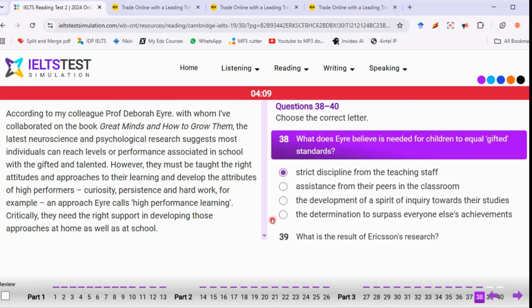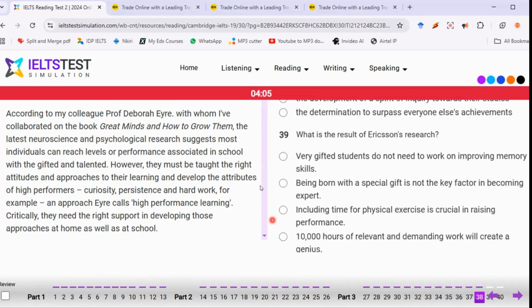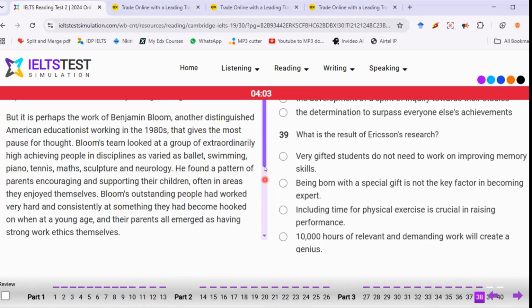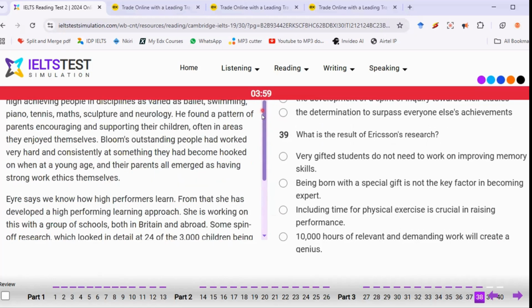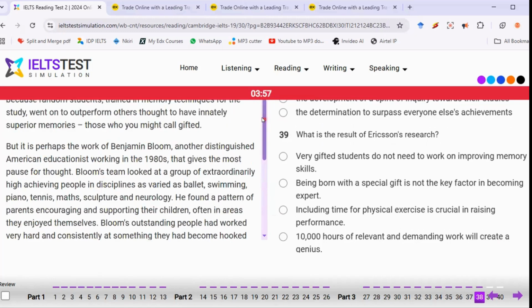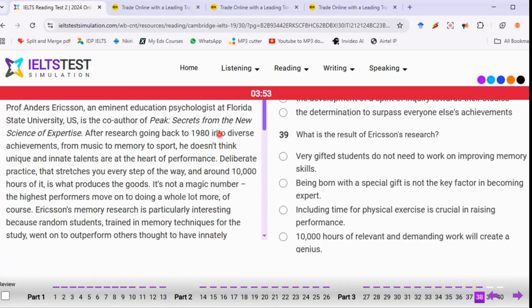This particular multiple choice, I'm just doing guesswork because I don't want the time to run out. That's what I do when I see that time is running out. I don't really study the answers in detail. Next one is about Erickson. What is the result of Erickson's research?